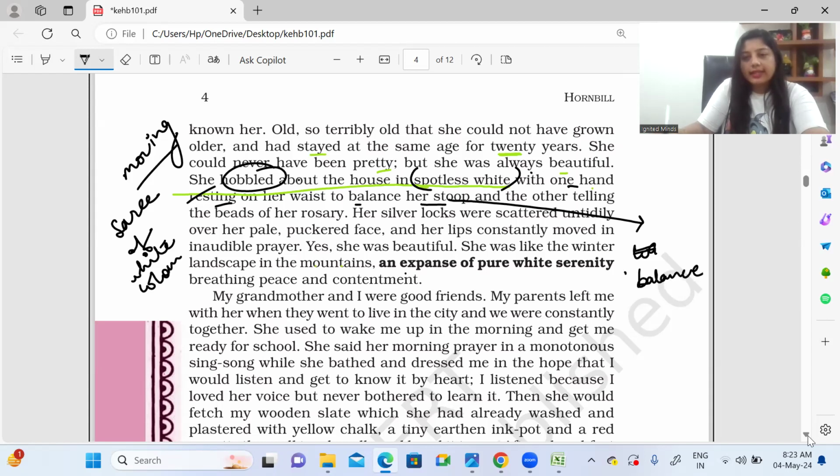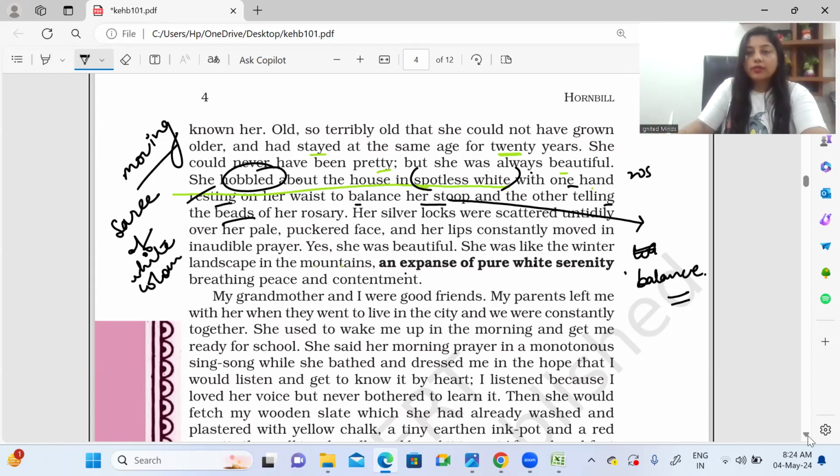You can just understand it like that. So now what she used to do, she used to hold one stick to balance herself because she used to slightly bend. So when she's bending, she needs to have one hand on something so that she could balance. So she used to have a stick in one hand so that she can bend easily. And what was there in the other hand? The other was telling the beads of a rosary.